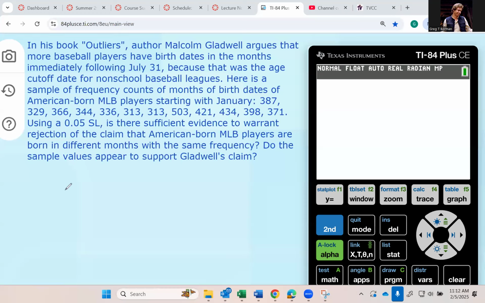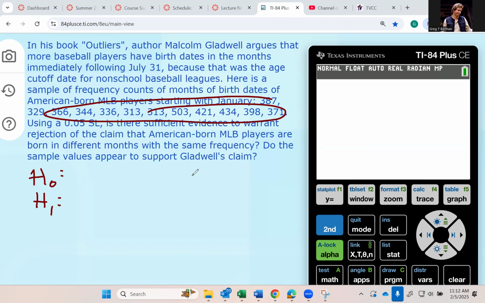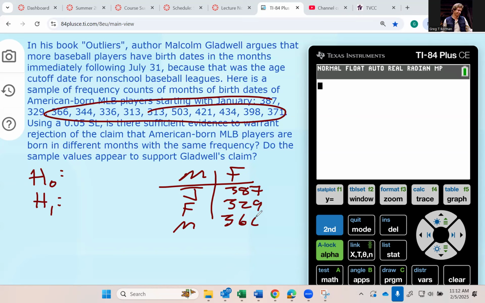All right. So we'll have null hypothesis, alternative hypothesis, and as always, the null hypothesis includes equality. And so for this one, when you're comparing a frequency distribution, which is essentially what this is, you could say month and frequency, and then say January, February, March, etc. And for January, it would be 387. February would be 329. March would be 366, and so on.